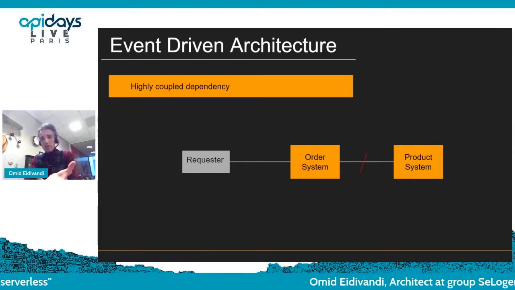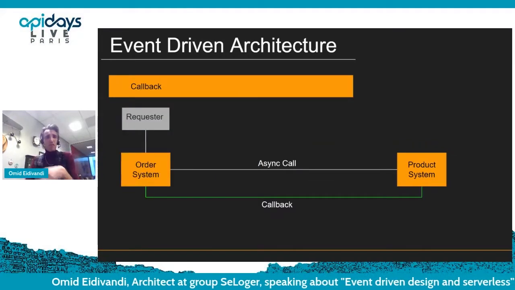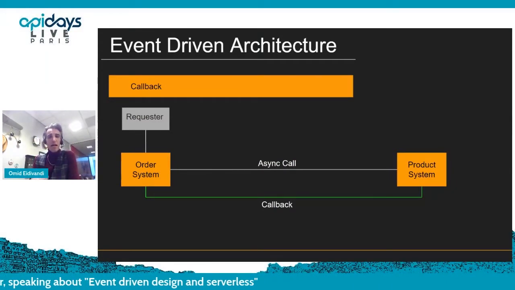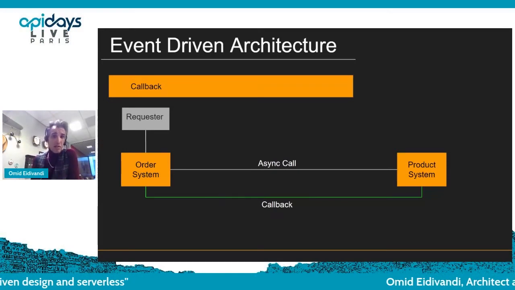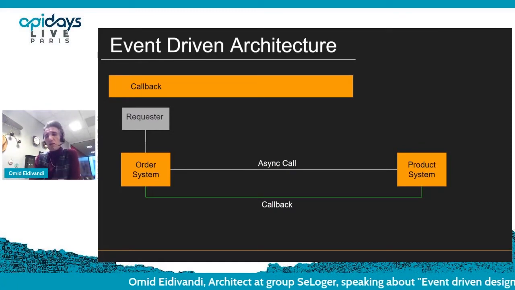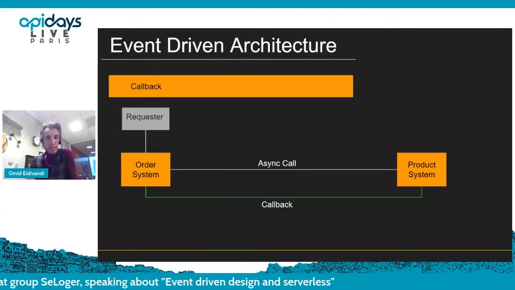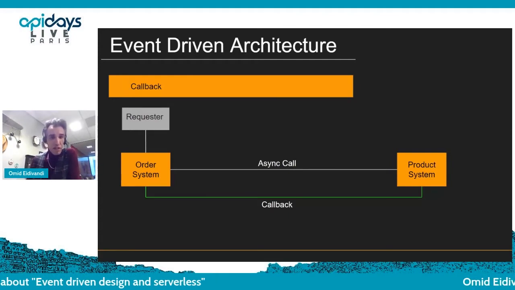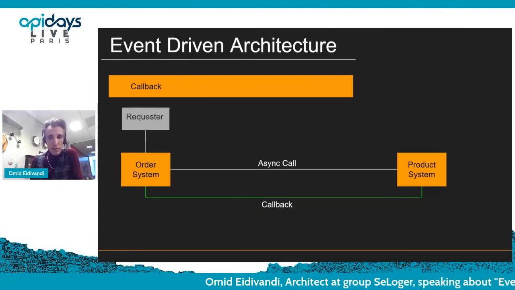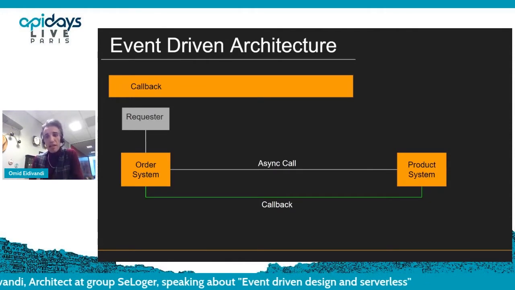But how can we solve this problem, the highly coupled dependencies? Here we are talking about three solutions. The first one is a callback. In the callback design, the requester sends the request to the order system, and the order system just gets back to the requester saying that I got your request after validation. And finally, it will call the product system with an asynchronous call. The order system will generate a token, an identifier for the request execution, or request treatment. And side by side with the request, which will be passed to the product system, this token, this identifier will be passed.